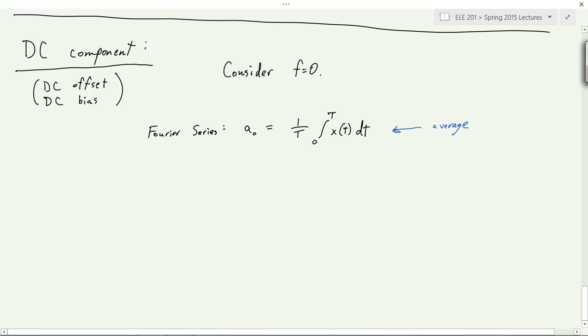All right, so the 0th term, this frequency 0 term, is the average in the Fourier series. And we would call that a DC offset. It's just the constant part that offsets this signal. Okay.